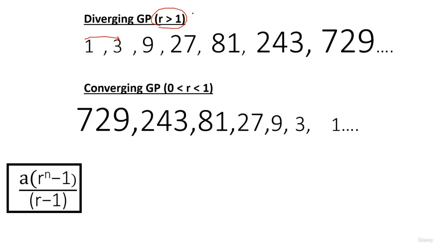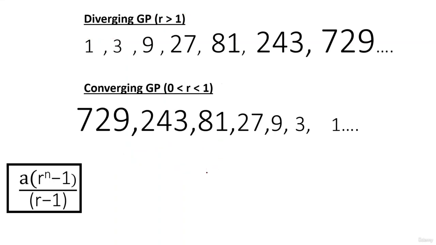Vice versa, if you talk about the converging geometric progression, the second type, the common ratio will lie between 0 and 1. As you can observe here, the common ratio is 1 by 3 and the terms are getting reduced by 1 by 3, 1 by 3 every time.